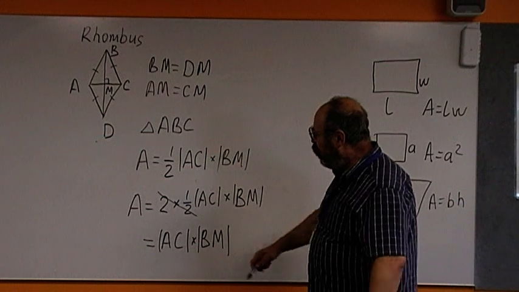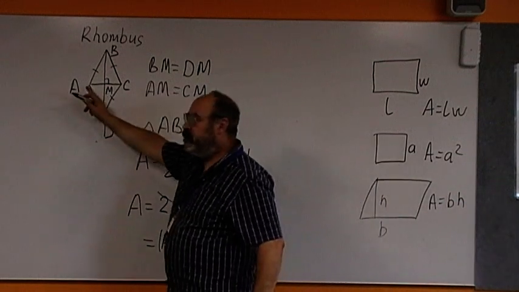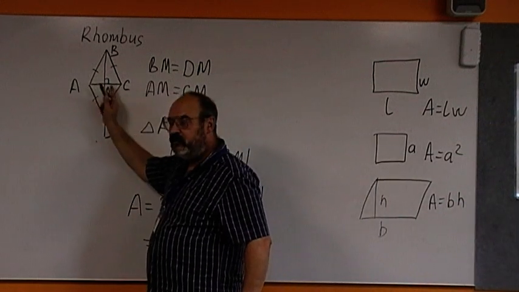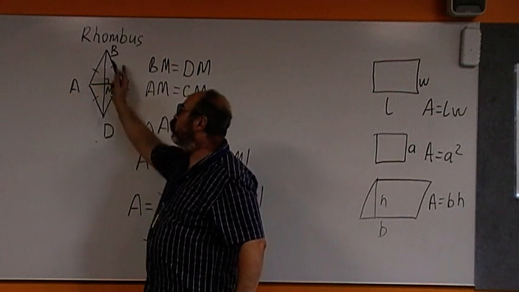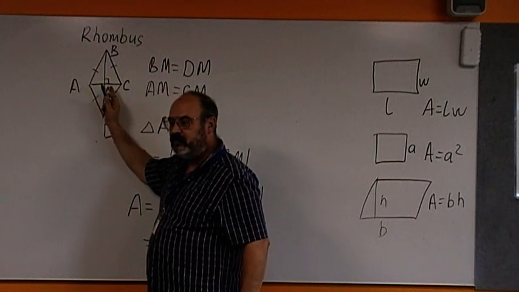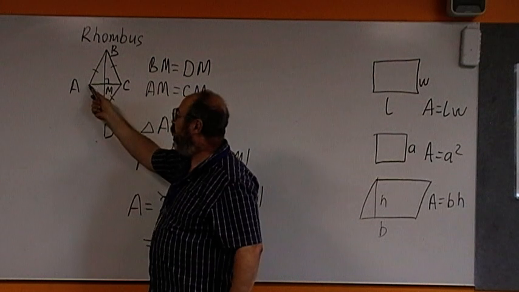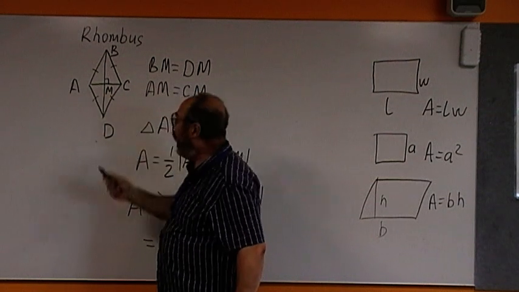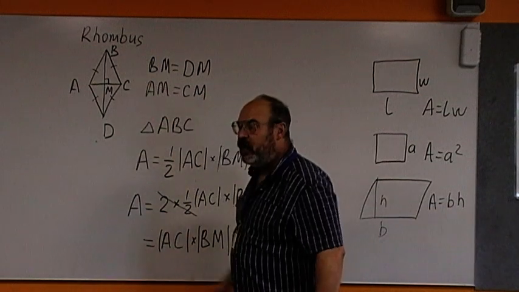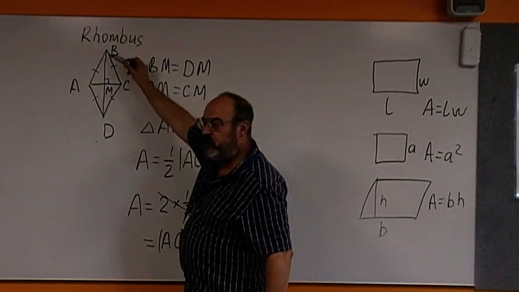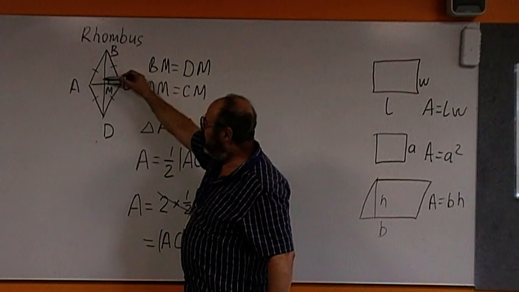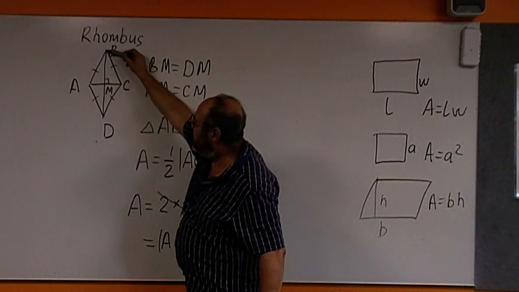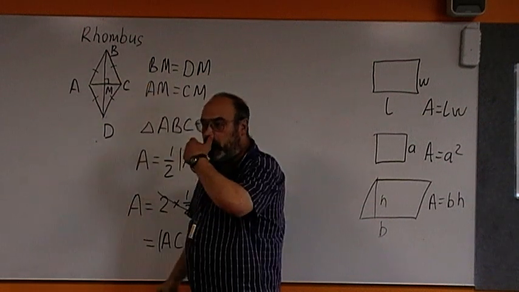Now, what is AC? It is a diagonal. It connects two opposite vertices, A and C. And what is BM? It is half of BD. BM is half of the diagonal.